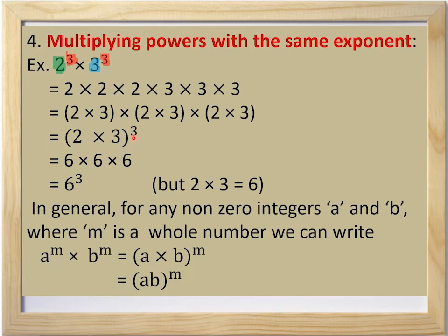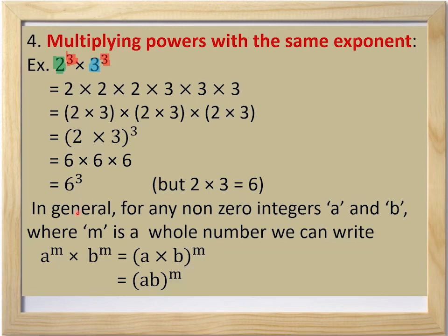But what is 2 into 3? 2 into 3 is equal to 6. 6 into 6 into 6, that is 6 raised to the power of 3. That means, children, when we multiply powers with the same exponent, we simply have to multiply the bases. Understood, children? That means 2 raised to the power of 3 into 3 raised to the power of 3 is equal to 6 raised to the power of 3.